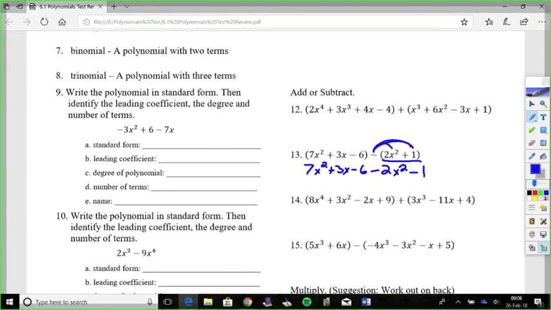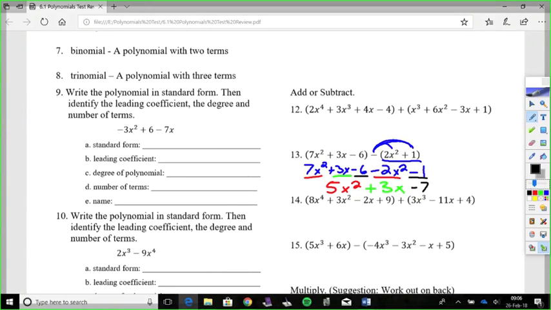Everything's good to go. So you have a couple x squared terms. 7x squared minus 2x squared would become 5x squared. You've got just a single x term, the 3x. There's nothing it combines with, so it's still just 3x. We can bring it down. And then the constant terms. Negative 6 minus 1 is negative 7. So our answer, 5x squared plus 3x minus 7.